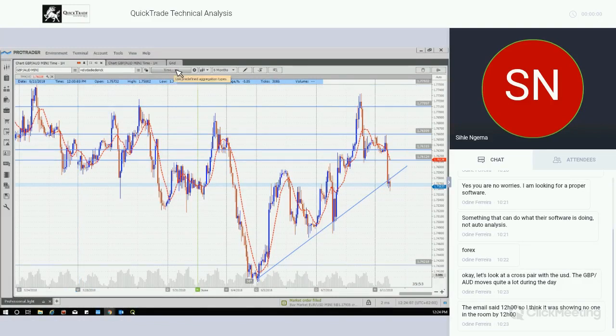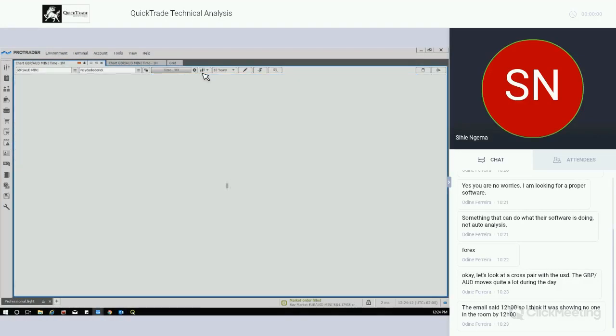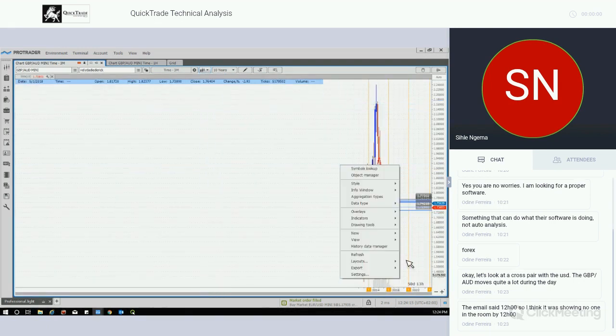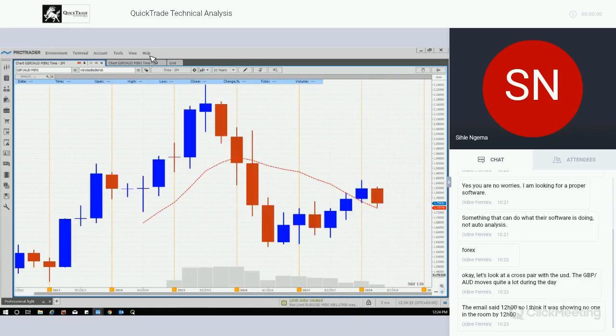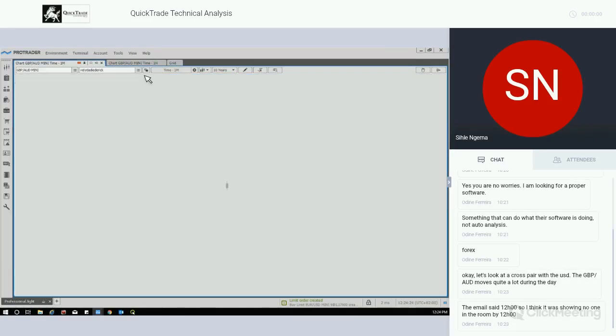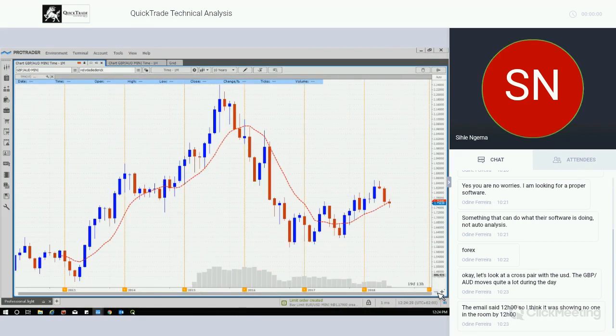Okay, this is the GBP AUD. Let me start here. Okay, Odin, I use the 10 simple moving average as my indicator here. I'm sure you understand what that means. It's a 10 simple moving average, and I think that you can add it.